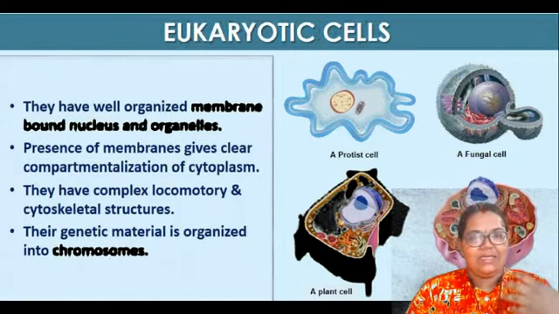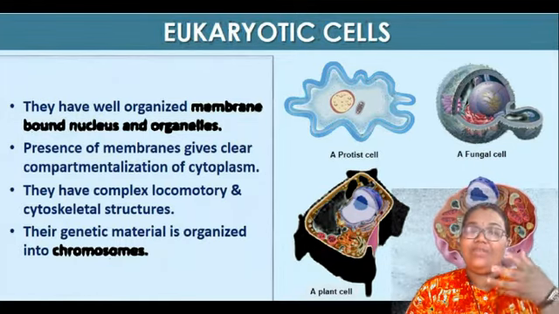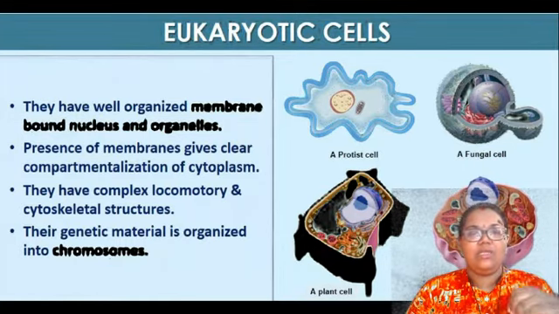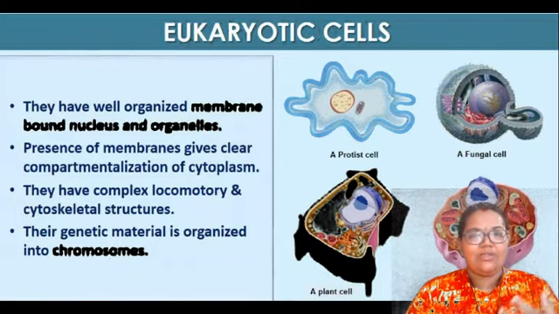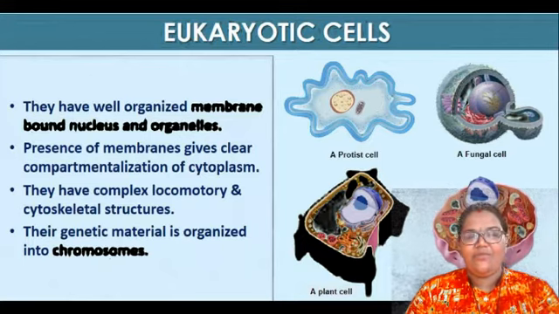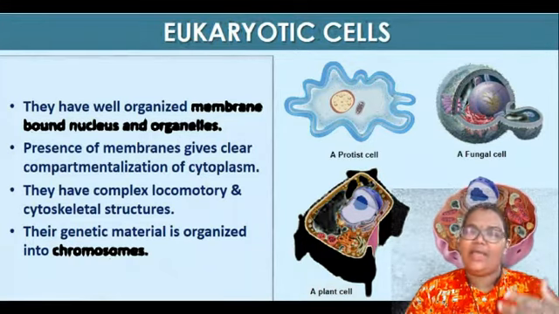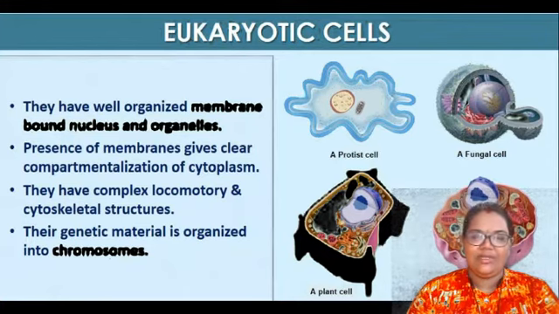And these eukaryotic cells have complex locomotory structures and cytoskeleton bodies. Locomotory structures such as flagella and cilia are present. Here also you can see that. And they have cytoskeleton structures made up of special proteins. So these are all about the eukaryotic cell. That means they have a well-defined nucleus and membrane-bound structures. That's the simplest way we can describe a eukaryotic cell.